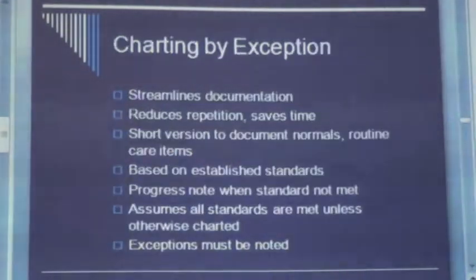Source record: charting by exception. Only abnormal things are charted here. That's why it is called charting by exception. Only exceptional things will be charted here. That means anything abnormal or significant findings compared to the normal values, only those are recorded.